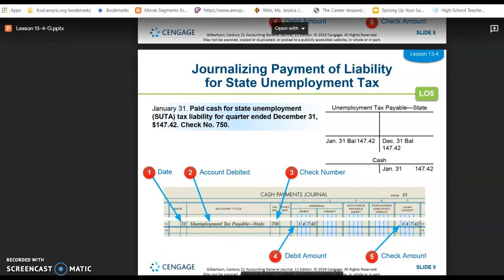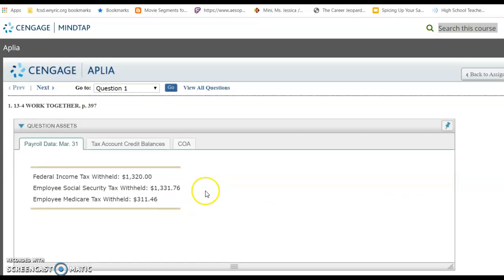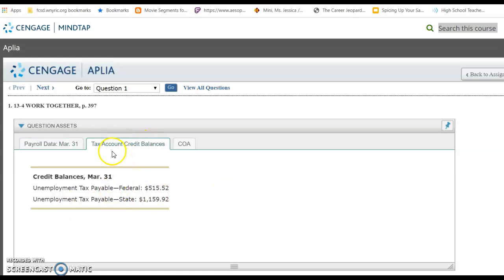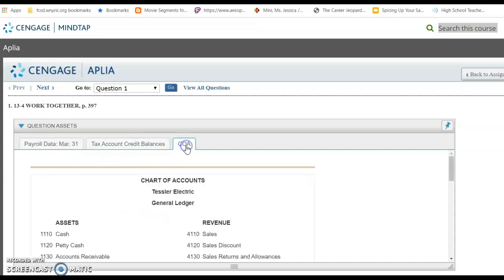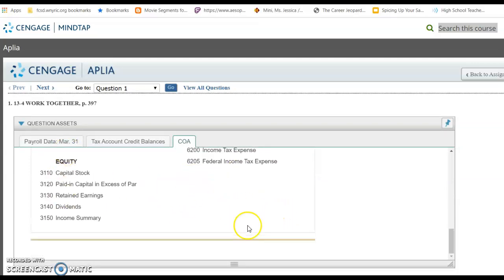So the state one would be unemployment tax payable state, check number, amount given in the transaction, general debit, and cash credit. So this is the working papers 13-4 work together problem that's in the Aplia. It gives us our payroll data: our federal income tax withheld amount, the Social Security amount, and the Medicare amount. It gives us our tax account credit balances for the unemployment tax for the federal and the unemployment tax for the state. It also gives us the chart of accounts if we need it. The company we're working with is Tesla Electric, with all the different accounts and their account numbers.